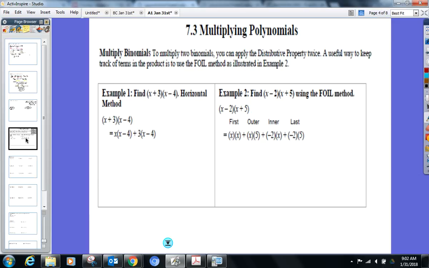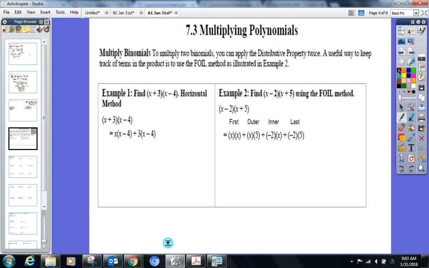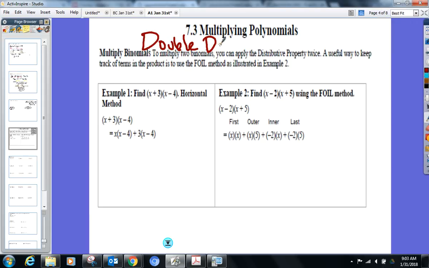All right. If you look on your notes under 7.3, there are two different methods. It's called the horizontal and the FOIL method. You know which method I'm going to use? Neither one of them. I'm not a big fan of either one. Here's what I need you to write right at the top of your paper in big words here. Double distribute.